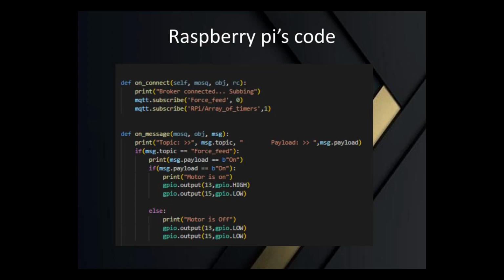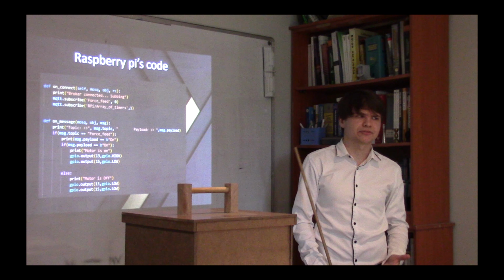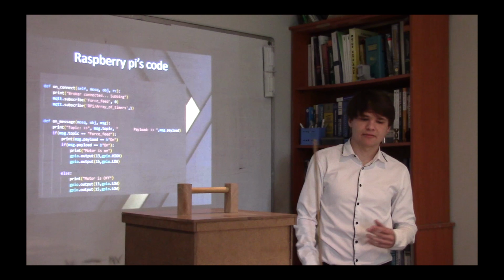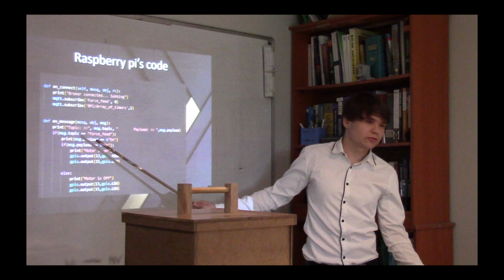So this is the Raspberry Pi script. What happens is, on connect of the Raspberry Pi script, we have to subscribe to the MQTT broker, to make sure that it gets that information and doesn't get false information, and you have to specify which topic you want to get information from. Then what will happen is, if that topic is on, just do these things on the output pin.